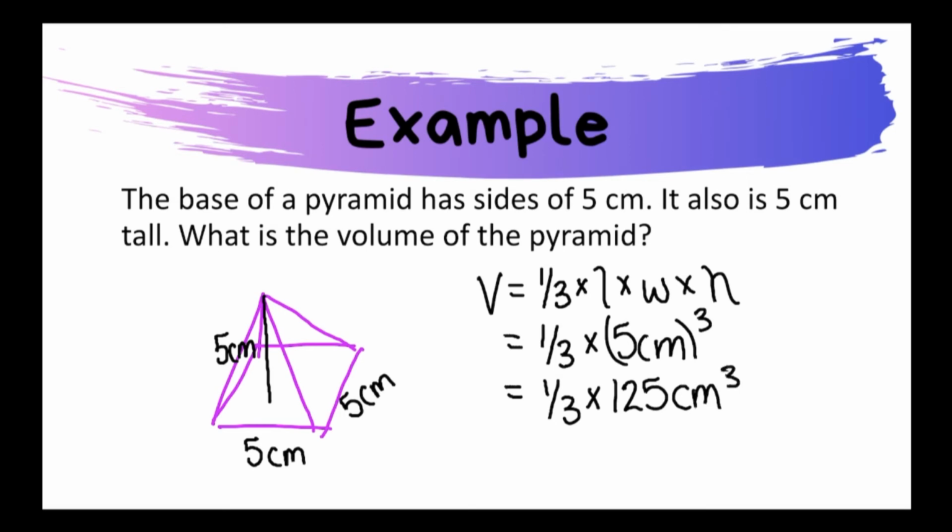So we can see from this formula that it's 1/3 of the volume of our cube from before. And if we evaluate this using a calculator, we would get 41.6 repeating cubic centimeters as our answer.